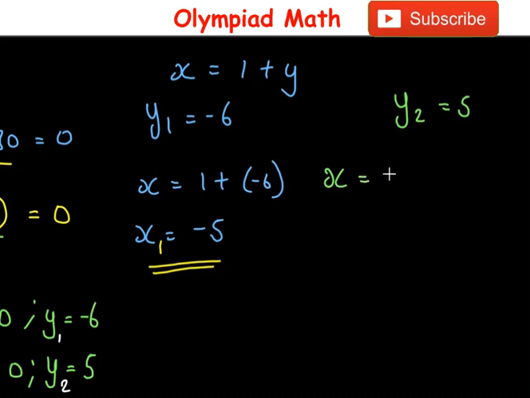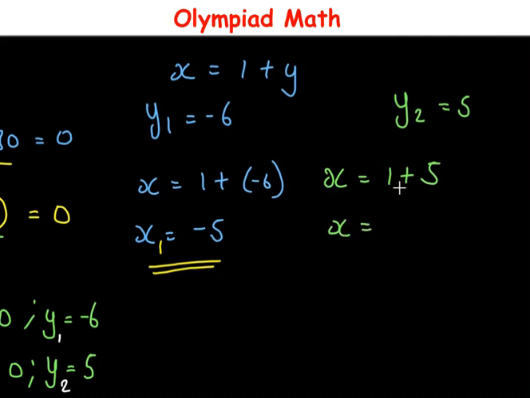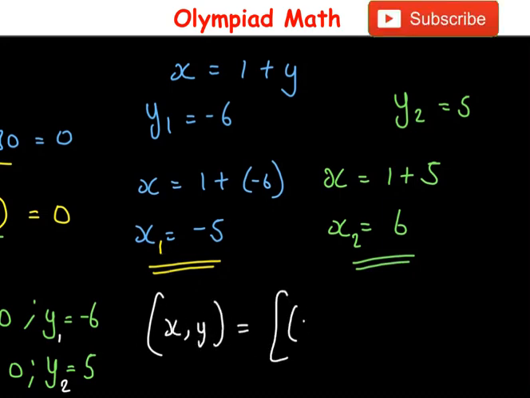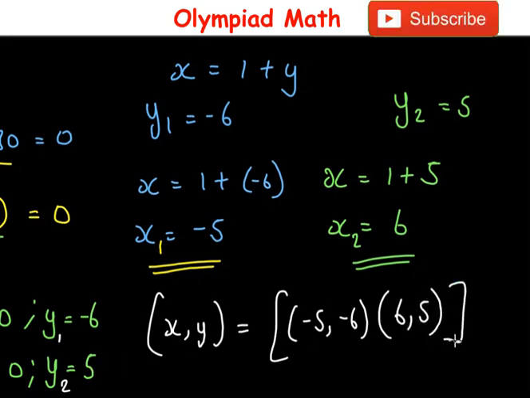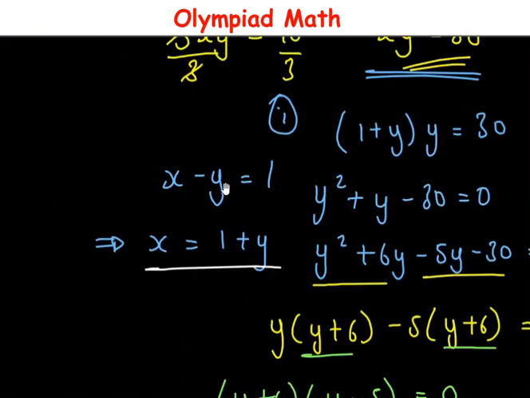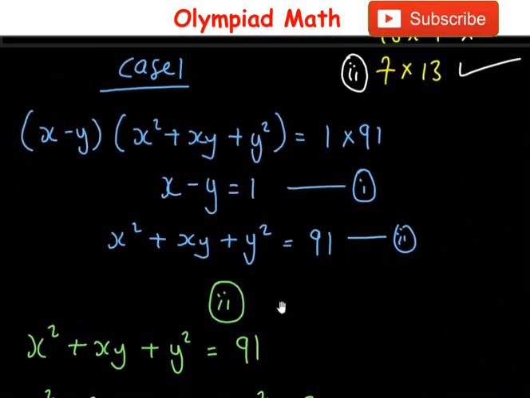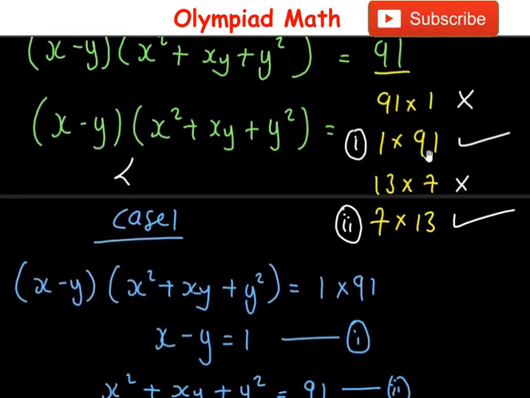So x is then equal to 1 plus y, which is 5. Then x is equal to 1 plus 5, which is 6. So with this, we have the second solution for the value of x. So we have the solution of (x, y) as (x1, y1) = (-5, -6), then (x2, y2) = (6, 5). This is the solution of x and y for case 1. Recall that this is for case 1, which is 1 times 91.